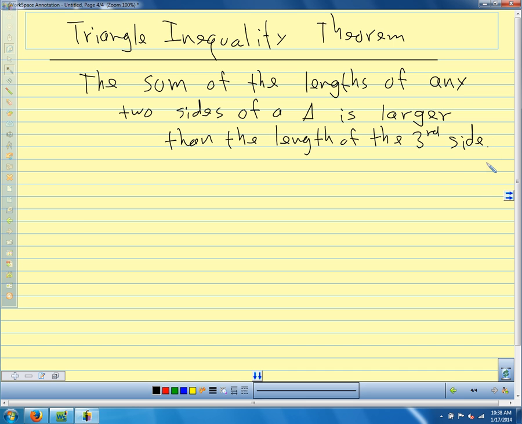So if we add up the lengths of any two sides, that has to be bigger than the length of the third side. So let me draw a picture, and we'll write that out in symbols. Call this side 1, side 2, and side 3. What the triangle inequality tells us is that side 1 plus side 2 has to be bigger than side 3.